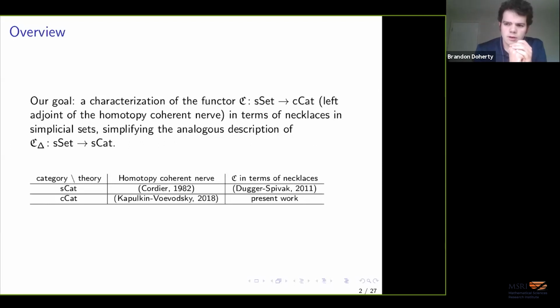Now in their paper on cubical straightening, Kapulkin and Voevodsky generalized the homotopy coherent nerve to the setting of cubical categories rather than simplicial categories. So the goal here is to look at the left adjoint of that functor from simplicial sets to cubical categories and try to come up with an analogous description for that functor in terms of necklaces. So we'll see how that works.